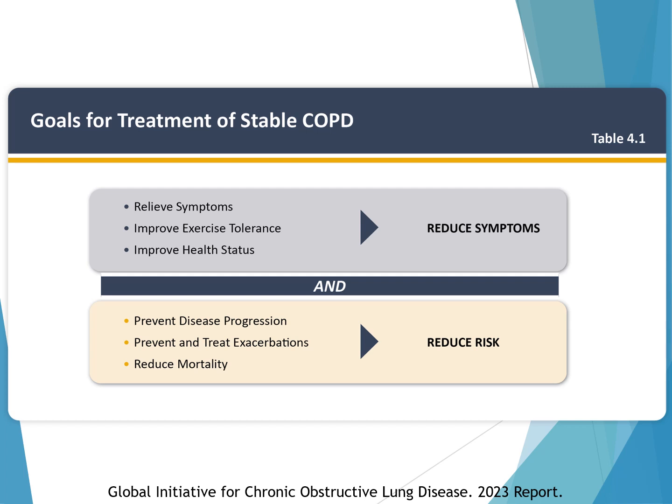The overall goal for your patients would be to reduce their symptoms and then reduce the risk of progressing in their COPD. It's important to remember that COPD is not something that you can cure, but it's something that you can manage and prevent further progression, which is really important for quality of life, morbidity, and mortality. For symptoms, it's important to be able to relieve symptoms, improve patients' exercise tolerance, and thus help improve their overall health status. And then reducing their risk would be to prevent disease progression, prevent and treat any exacerbations, and reducing mortality.